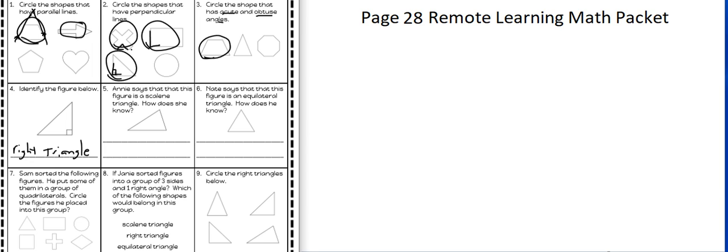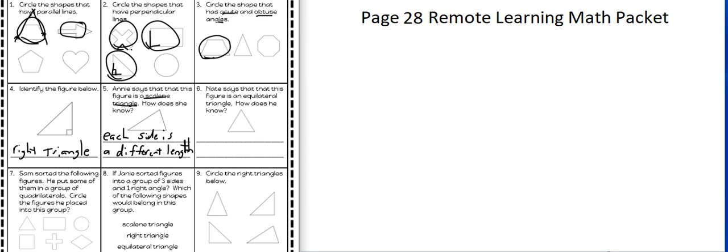All right. Annie says that this figure is a scalene triangle. How does she know? All right. So in a scalene triangle, each side is a different length. My bad. So each side is a different length. My brain goes faster than my pen sometimes. All right. So a scalene triangle, each side is a different length. That is how Annie knows.